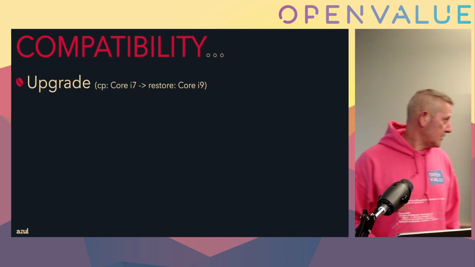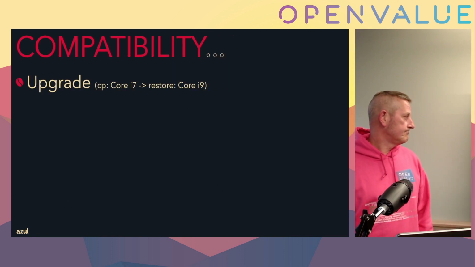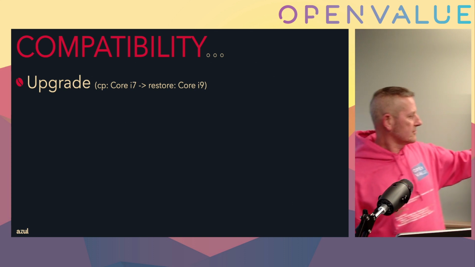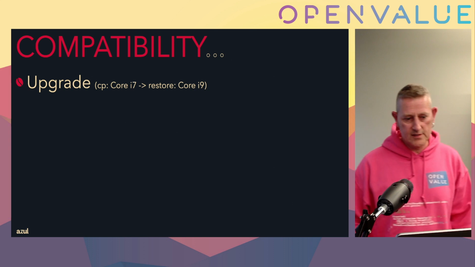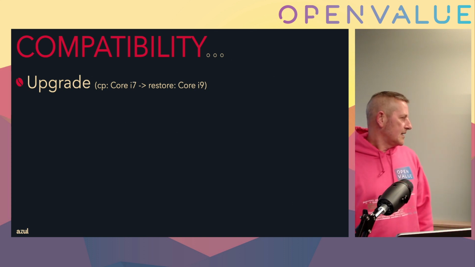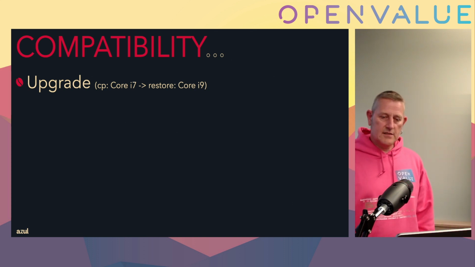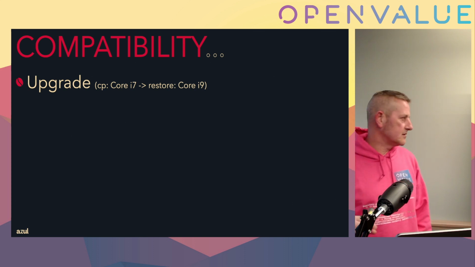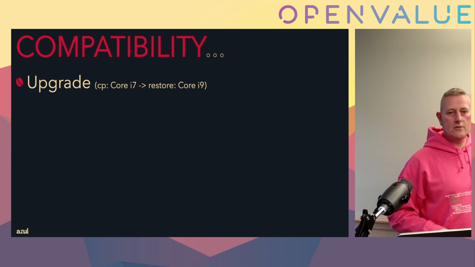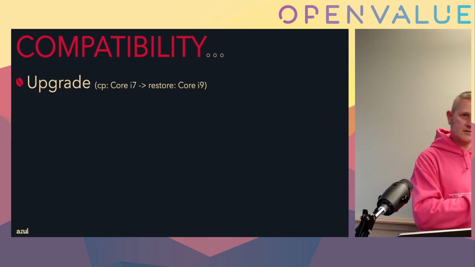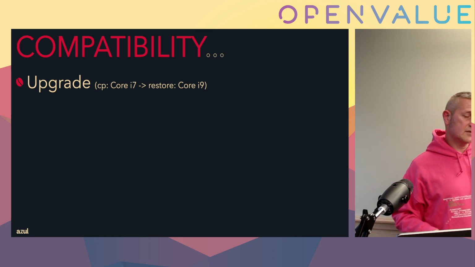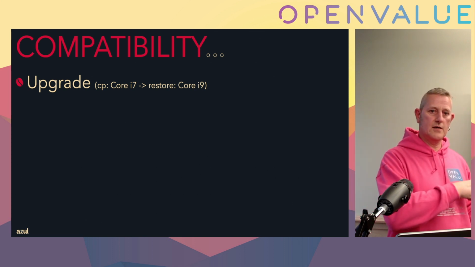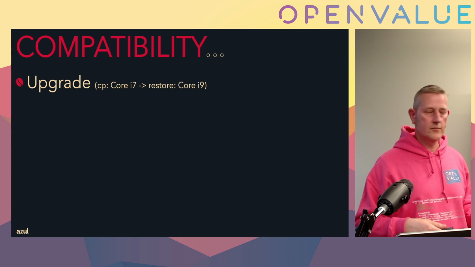So a few words about compatibility. It is true, but it's not really bound to the Core i7 and Core i9 stuff. It's more the CPU level. We name that upgrade. So that means if you create a checkpoint on a Core i7 CPU from Intel, for example, then you can restore it on a Core i9 because they are backwards compatible. Because the JVM is quite smart. It knows about specific things that can be optimized on a specific processor.